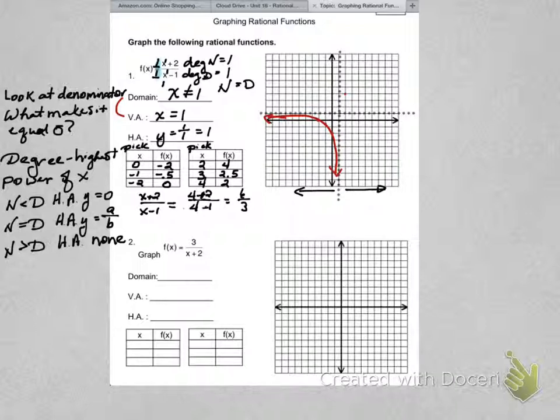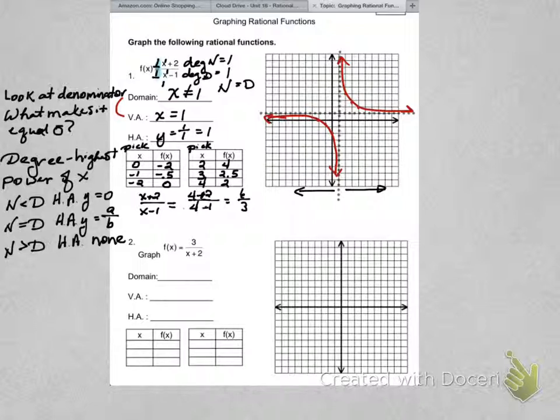Three, 2.5, and 4, 2. And then we can draw in this function on this other side of the vertical asymptote. And so that would be our graph of this first example.